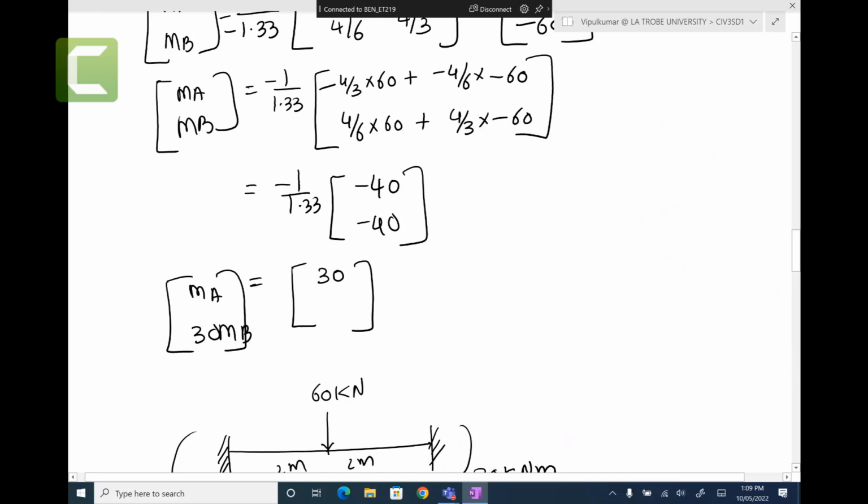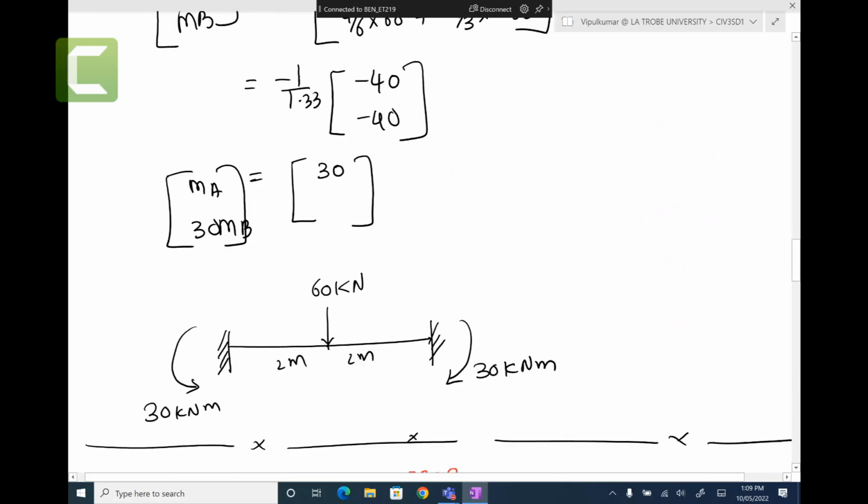What I found, they are both positive. MA and MB, you can see this 30 is just written here. So I found that MA and MB equal 30, 30, meaning that my assumed direction is correct. Now again the questions come, so this is good.